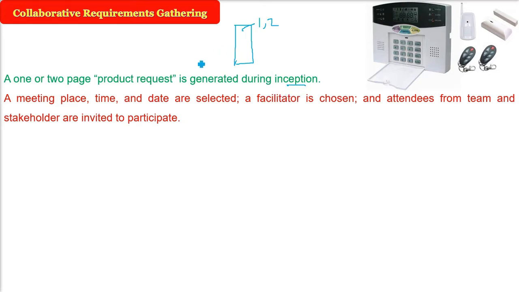So first we have to decide the meeting place, time and date. Then who will be the chairperson, that is the facilitator, and who will attend from the team, and who will be the stakeholders who are going to be invited.